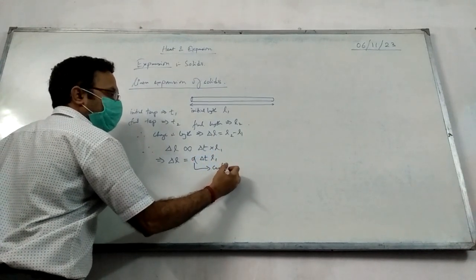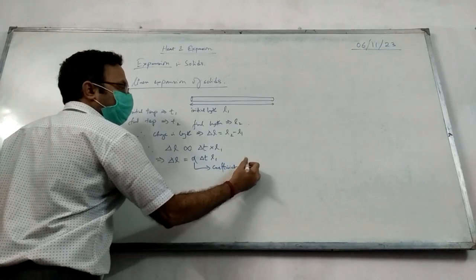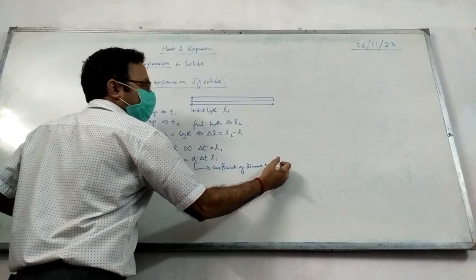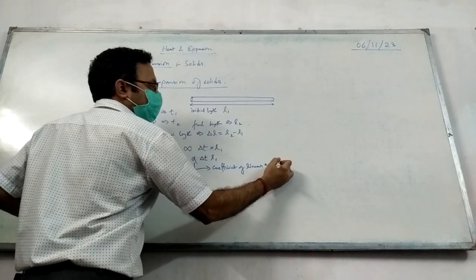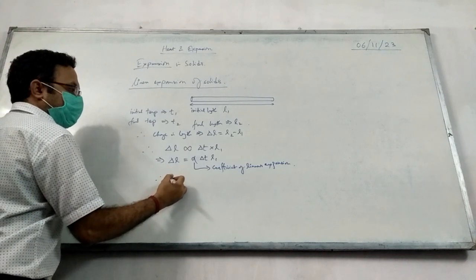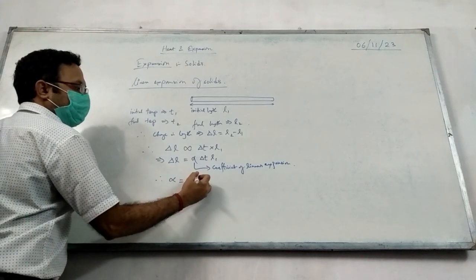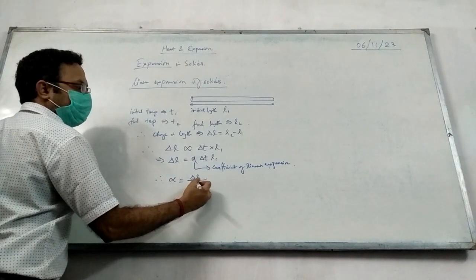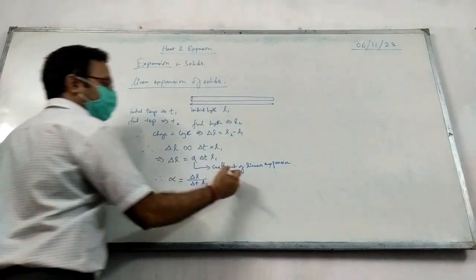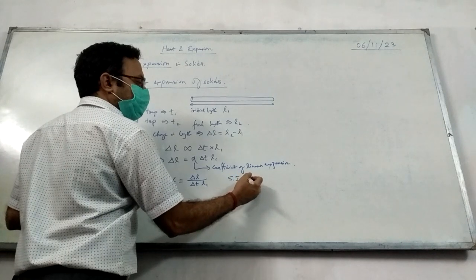This is called coefficient of linear expansion. So you can write alpha is equal to delta L by delta T into L1. Okay, so what will be the SI unit of coefficient of expansion?